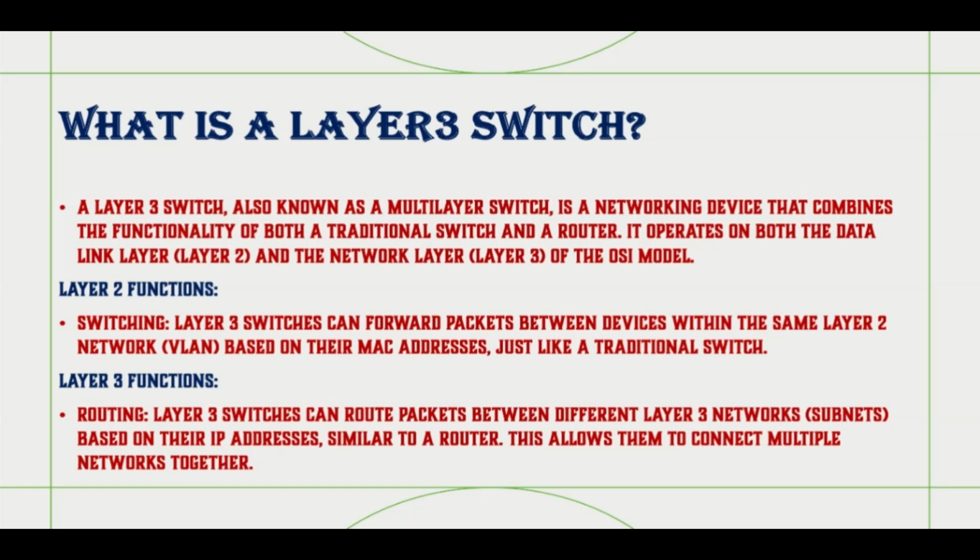Layer 2 functions: switching. Layer 3 switches can forward packets between devices within the same layer 2 network, VLAN, based on their MAC addresses, just like a traditional switch. Layer 3 functions: routing. Layer 3 switches can route packets between different layer 3 networks, subnets, based on their IP addresses, similar to a router. This allows them to connect multiple networks together.